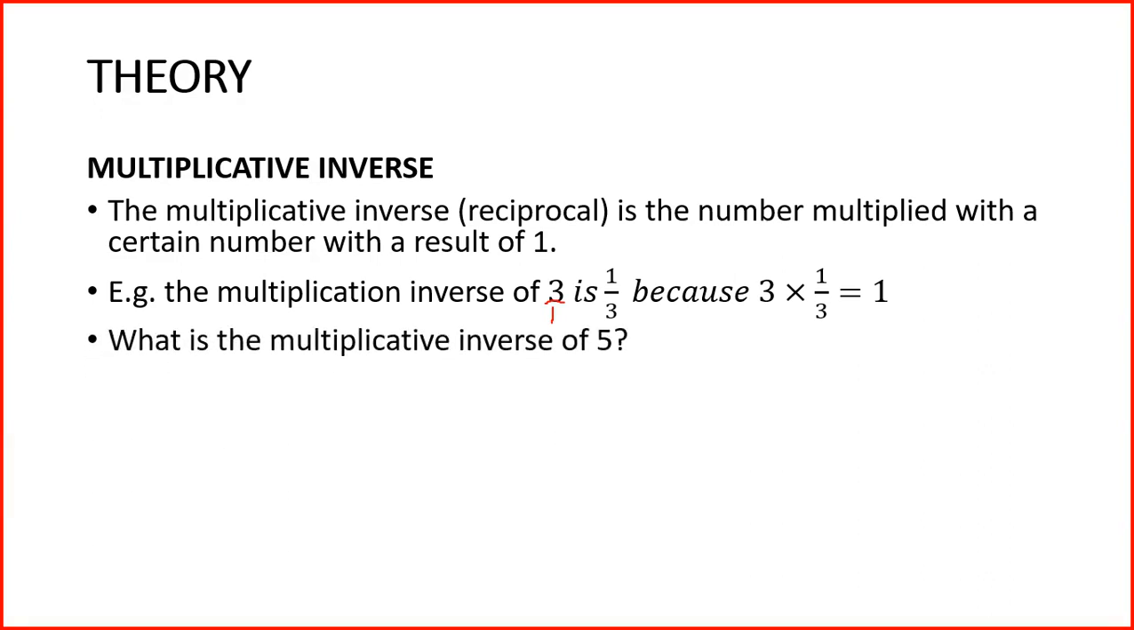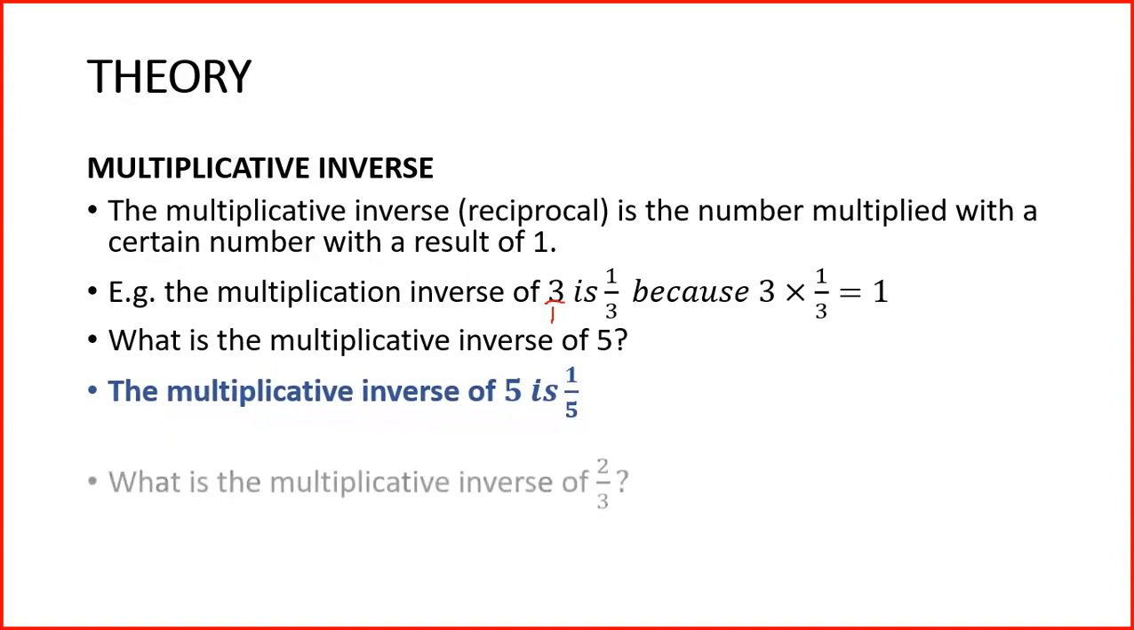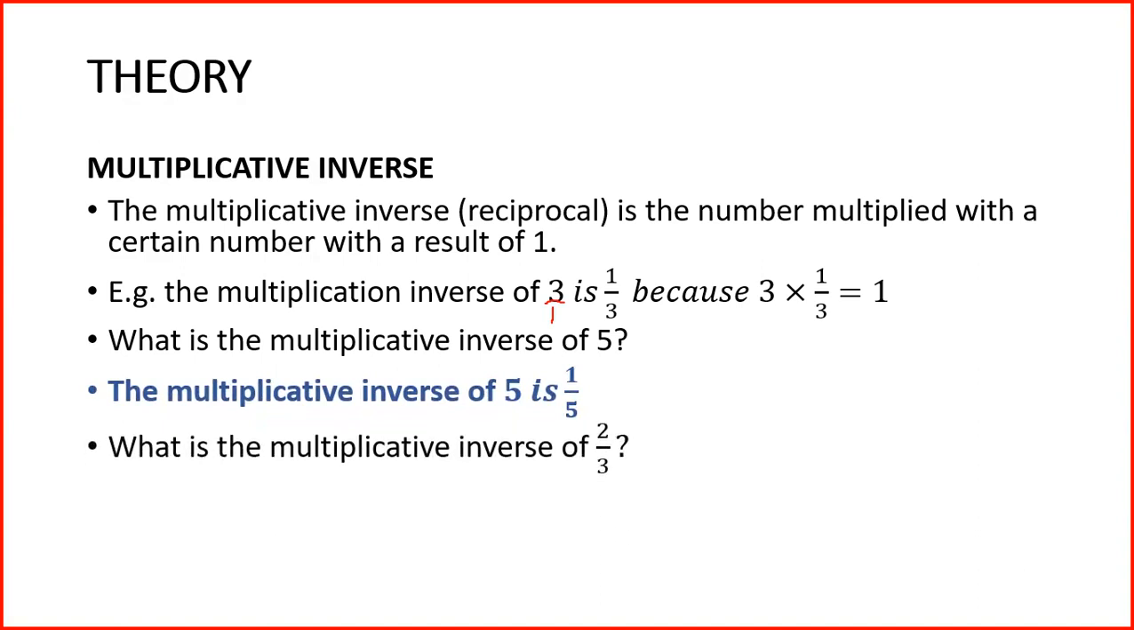That is why we say the multiplicative inverse of 3 is 1 over 3. Okay. And the multiplicative inverse of 5, how much will that be? It'll be 1 over 5. What is the multiplicative inverse of 2 over 3? It is 3 over 2. Great. Let's move on.